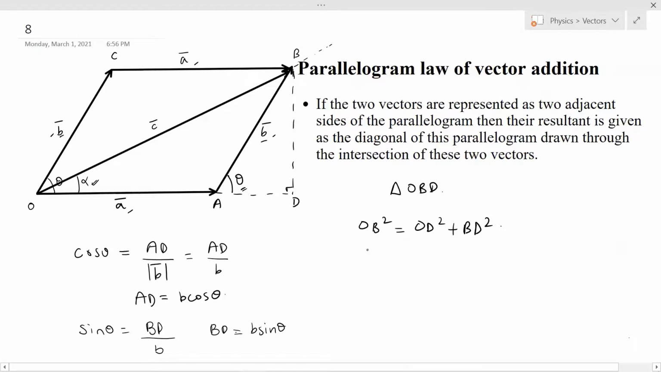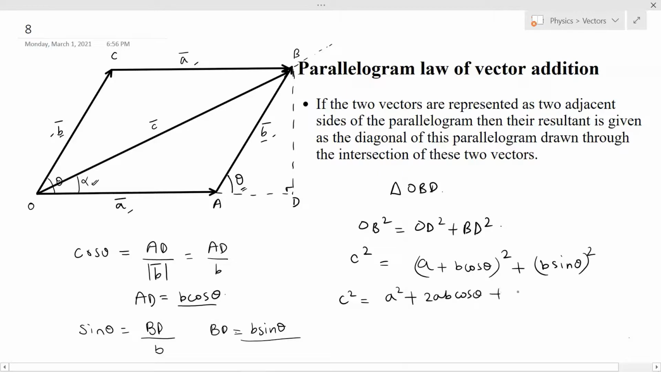Now let's calculate OB square. OB square is nothing but C bar, which is C square, and OD is nothing but OA plus AD. So this becomes A plus AD. AD is nothing but B cos theta. So this becomes A plus B cos theta whole square, plus BD is nothing but B sin theta, so B sin theta whole square. So this becomes C square is equal to A square plus 2AB cos theta plus B square cos square theta plus B square sin square theta.